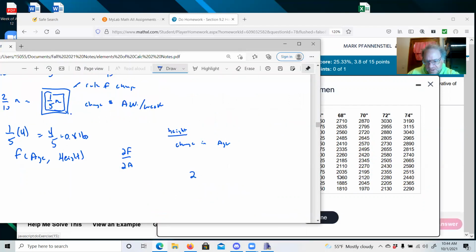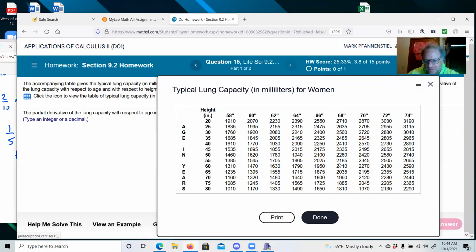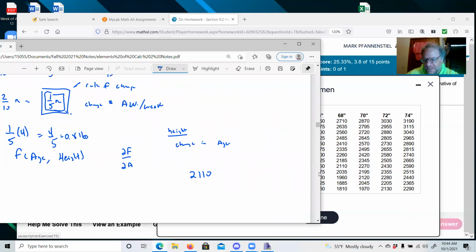Okay, so 2110. And then we're gonna go from 2185 to 2110. I just picked something in the middle. That was my selection criteria. All right, and this is 2185. Let's go down one. So let's go to 2035. Okay, let's pick another thing.